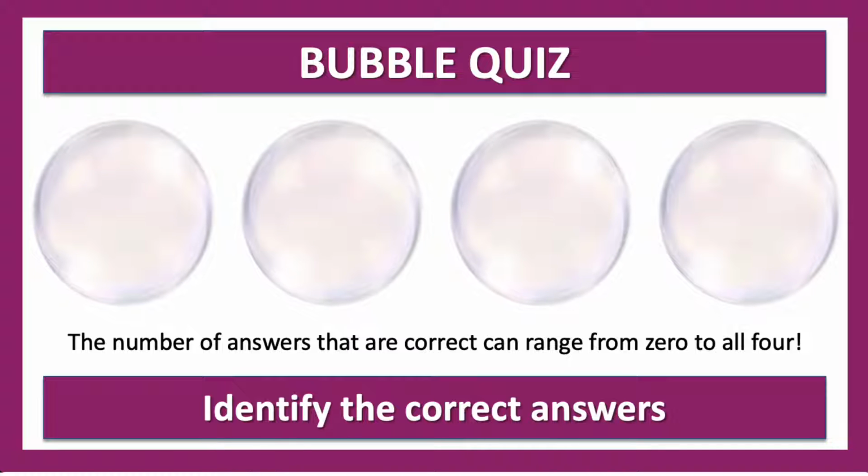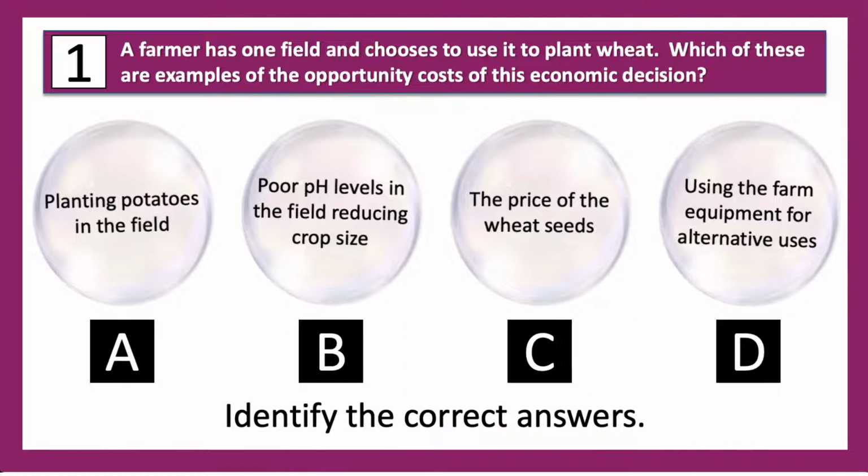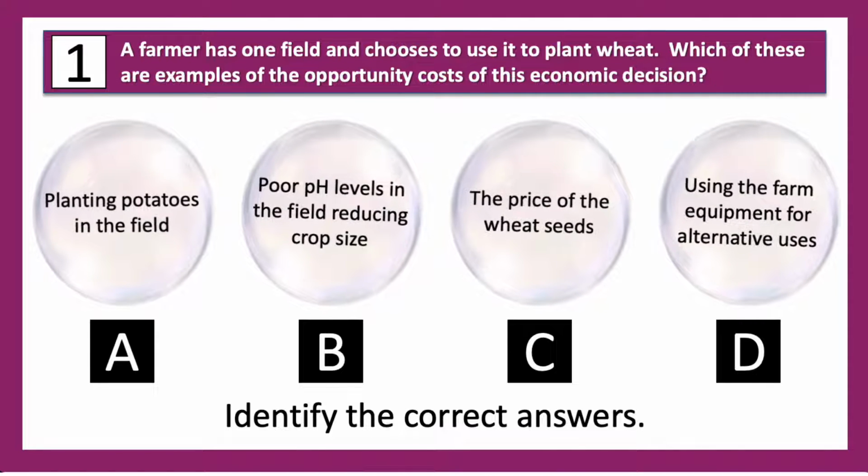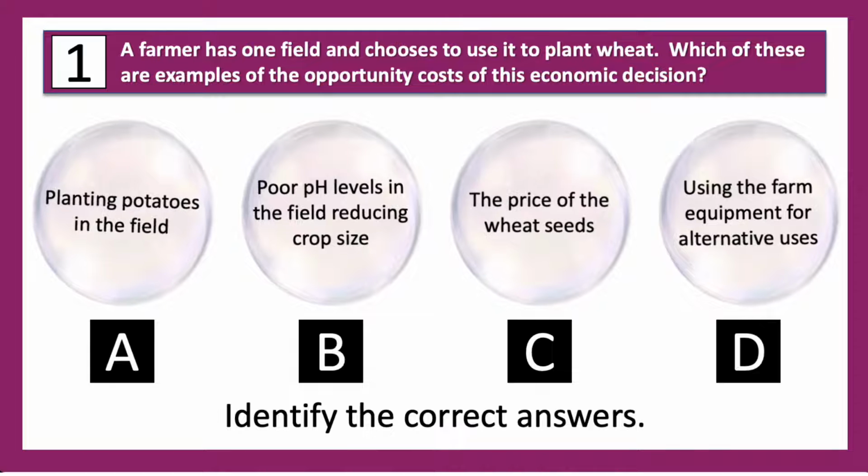Okay, thanks very much, Penny. So if you are new to Tutor to You, the difference between a bubble quiz and the multiple choice that we've just done is that there can be any number of correct answers between 0 and 4. So it is your task to decide how many of these are correct and which ones. So we've got 3 sets of bubble quiz questions coming up.